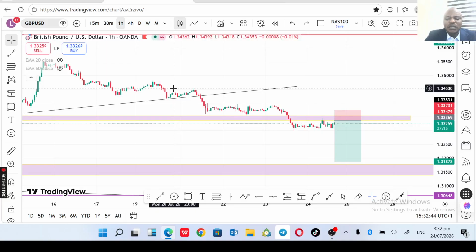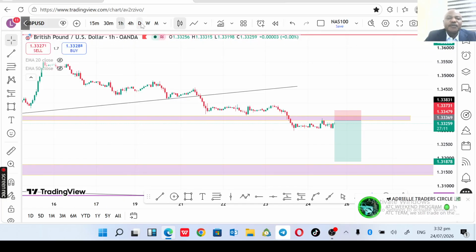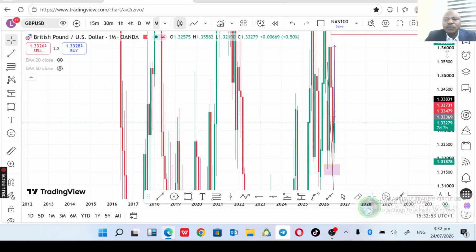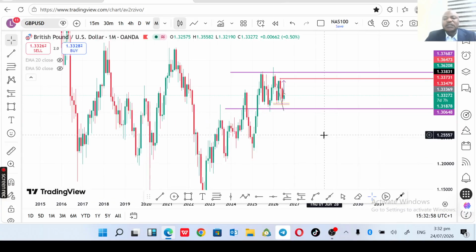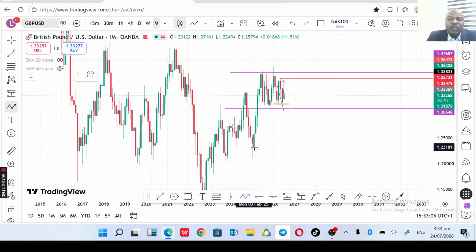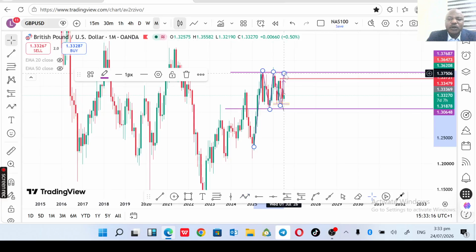Now let's look at the chart to see what we're explaining. For instance, on this chart, let's start with monthly. On our monthly, you will see that this market is actually a range. It's totally ranging because it has been up and down at these levels. It has been down, up, down, then we're expecting it to come up again. That is the overall direction for this.